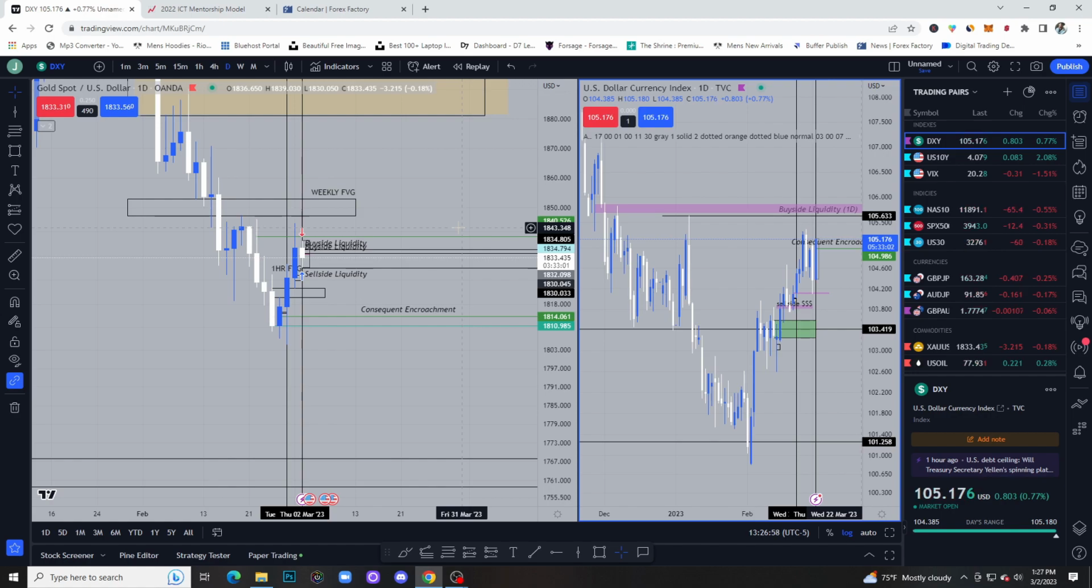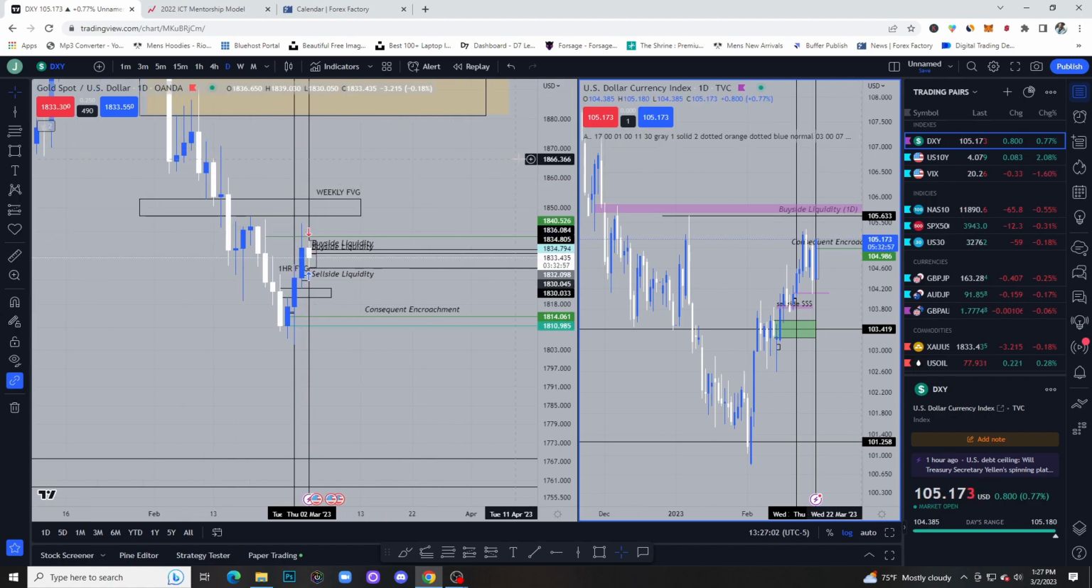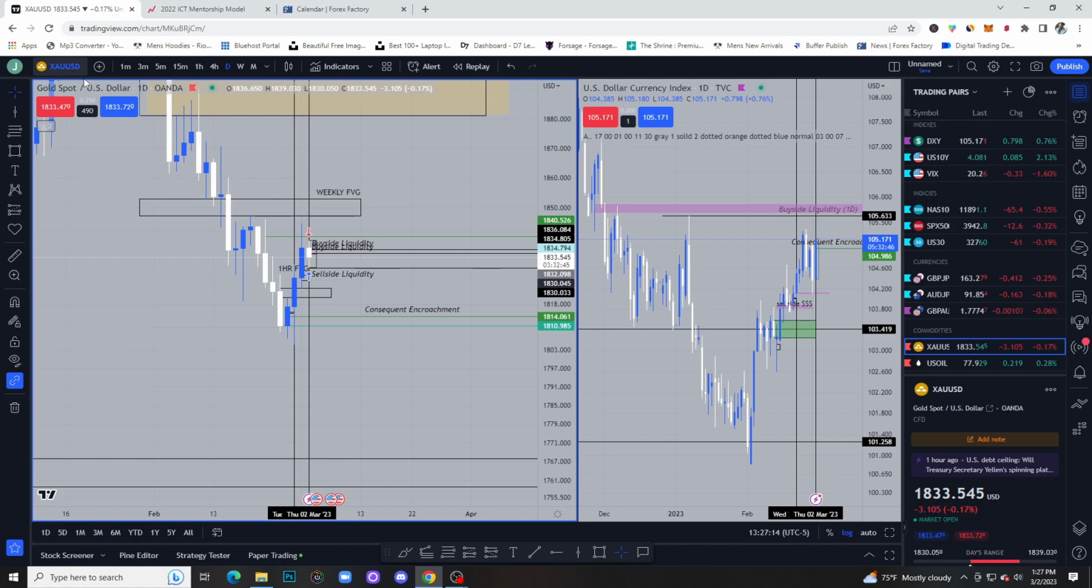So that being said, let's dive into it. As you can see right here, I have two charts up. My TradingView right here is the US dollar index, the currency index, so the DXY. This is the daily for that chart, and on this side over here we have gold, right? The daily for gold.